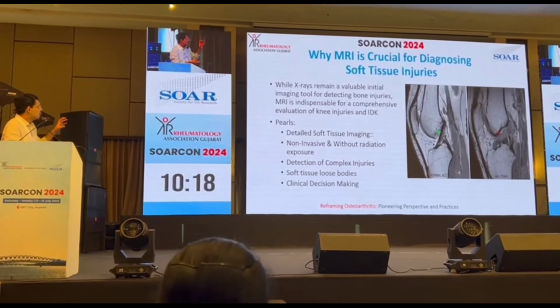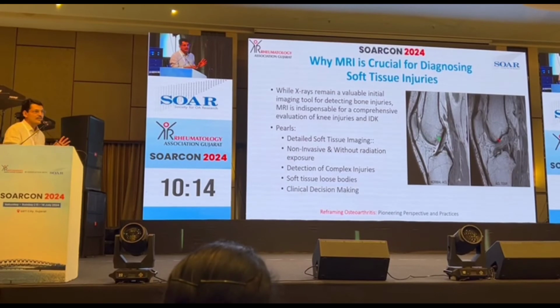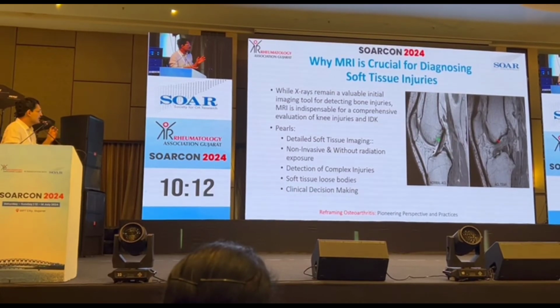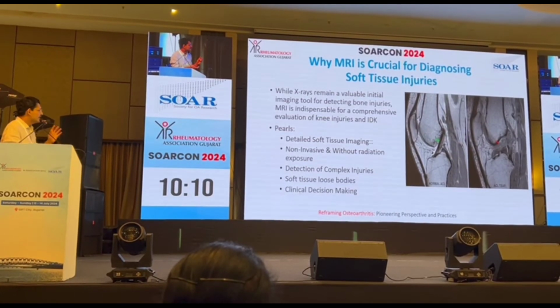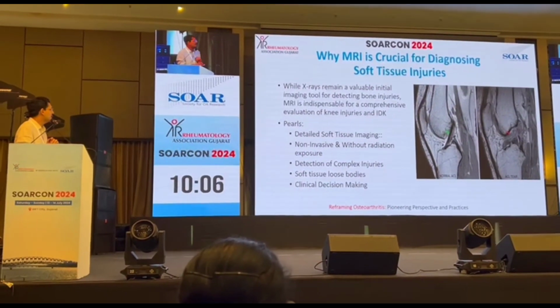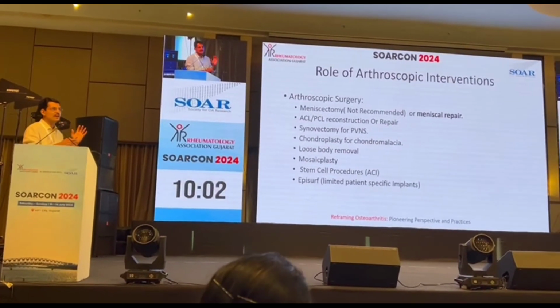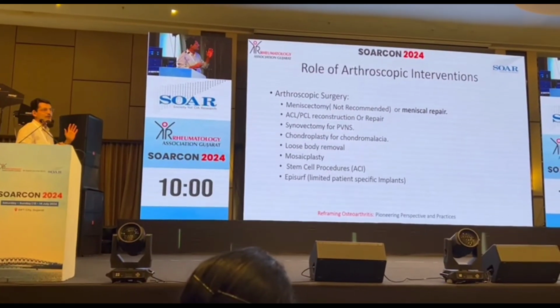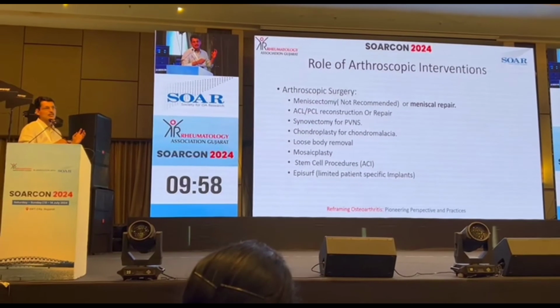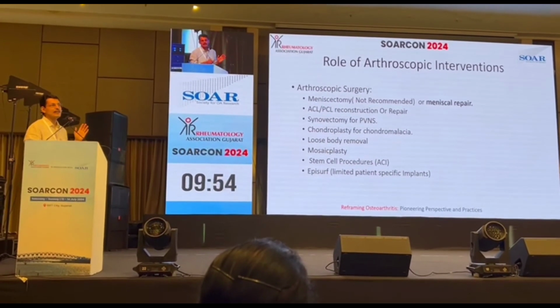Now, MRI, as I told you, gives a very detailed soft tissue imaging. It is non-invasive, without radiation exposure. It can detect complex injuries. It can detect soft tissue loose bodies, and it will help us in clinical decision making. Now, arthroscopic interventions, when are they helpful? The most important indication will be a meniscus issue, and nowadays we are not recommending meniscectomies.